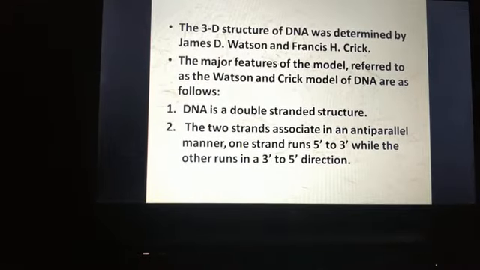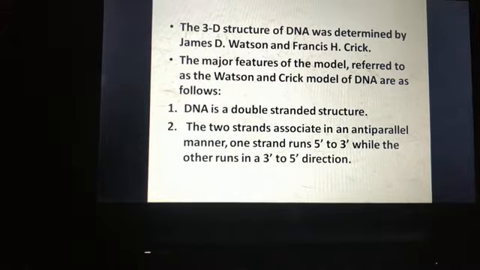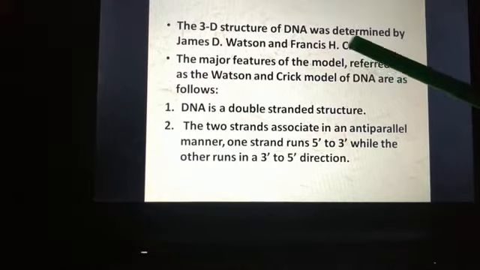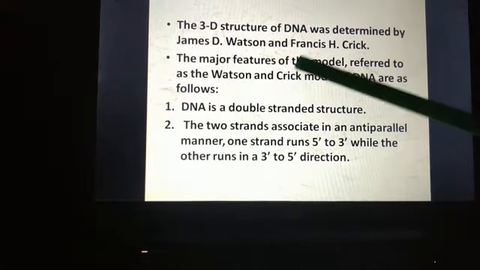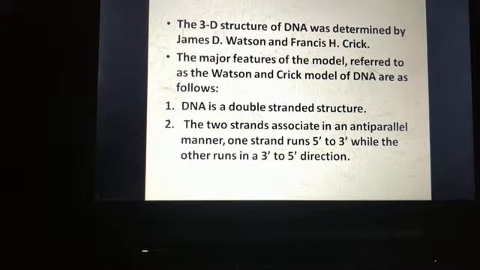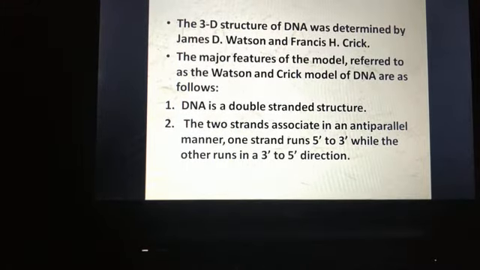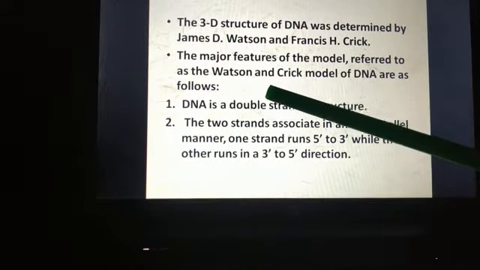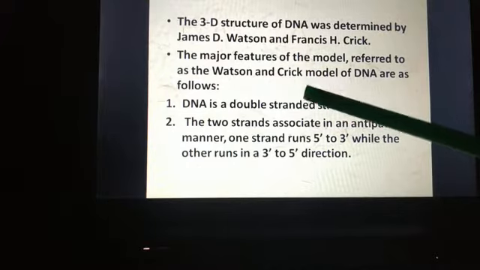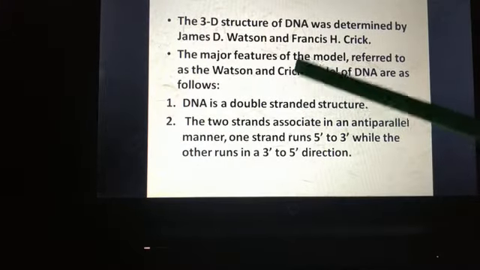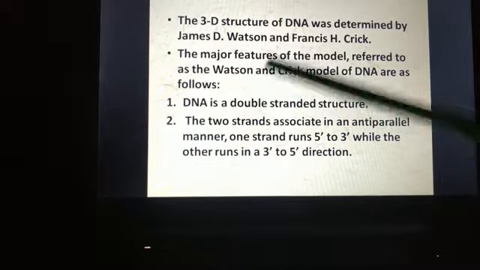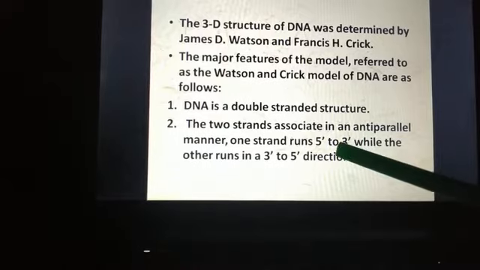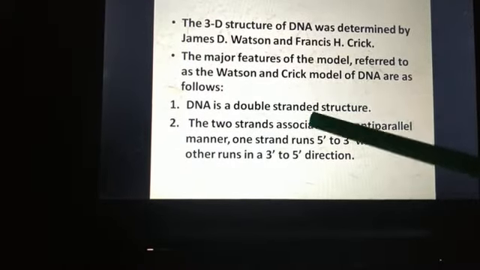Now let us see about DNA. The 3D structure of DNA was determined by two scientists, Watson and Crick. There were many models suggested by different scientists, but the most accepted one till now is the model given by Watson and Crick, and we call this the Watson and Crick model of DNA. It has certain characteristics which we will study one by one. I have done this in our previous chapter also, but to be more detailed we will discuss it here.